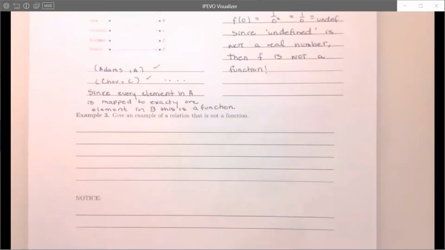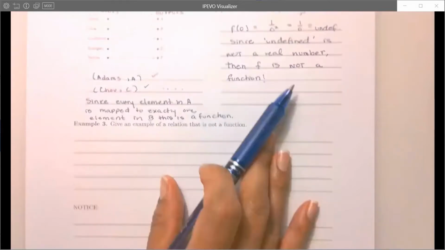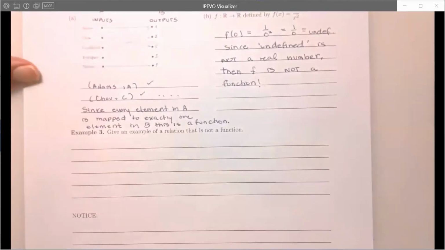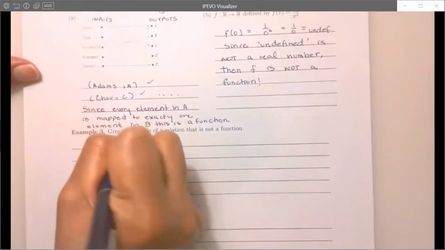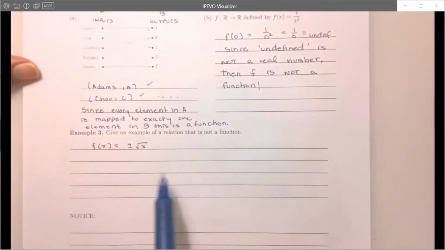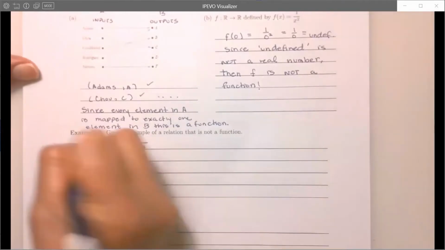Okay, here's example 3. Give an example of a relation that is not a function. Well, we've already seen one up here. Okay, this would be one possibility. Another one would be maybe something like f of x is equal to plus or minus square root of x. Okay, because in this case, every input gets assigned 2 output values.